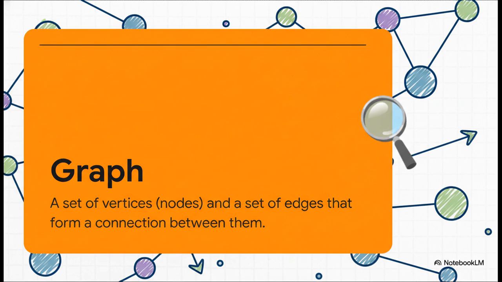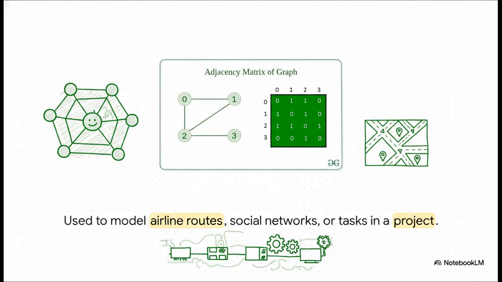If a tree is a strict top-down hierarchy, a graph is a free-for-all network. It's just a collection of points, or nodes, and the lines or edges that connect them. Any node can be connected to any other node. There are no rules.